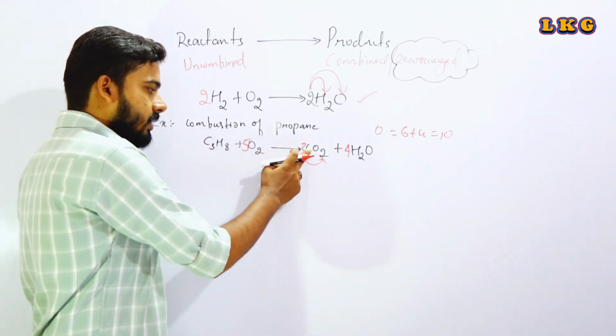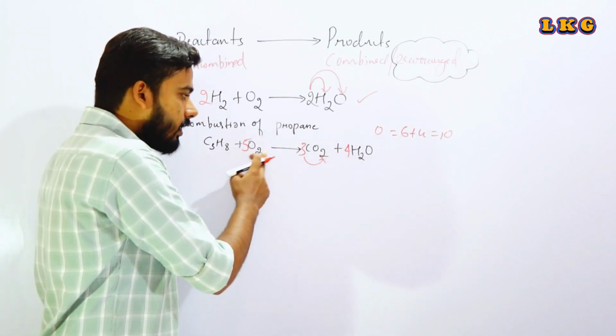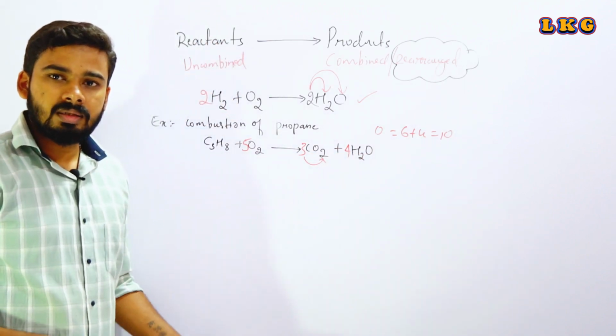Observe: C3, 3 C. H8, 4 into 2 is 8. 5 into 2 is 10. 3 into 2 is 6, plus 4 is 10. So this is a balanced equation.